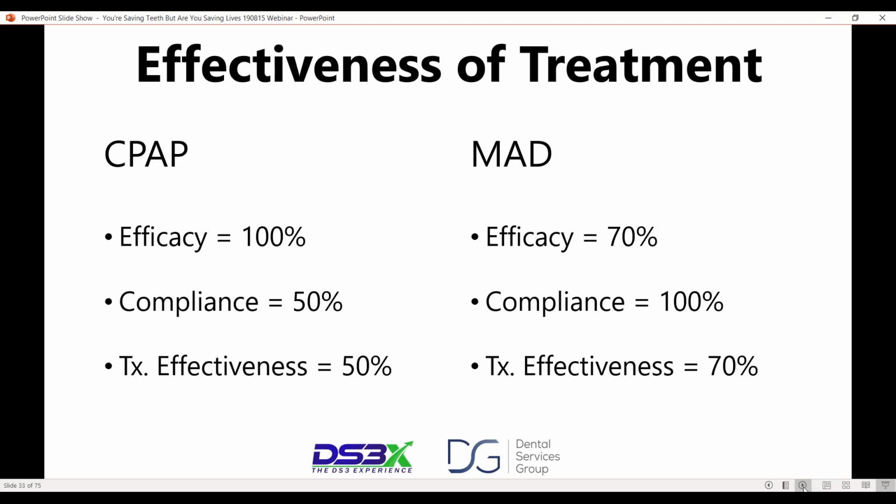But let's say the dental device reduces 70% of the apnea, which in most cases it actually does better than that, but we're being conservative here. But they wear it every night, and compliance is far higher with dental devices, so the overall treatment effectiveness of dental devices in this particular scenario is better.